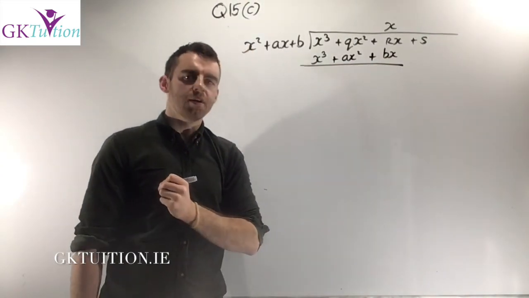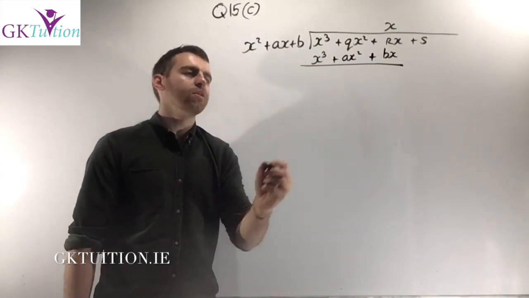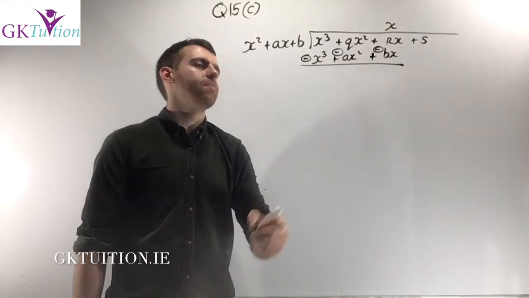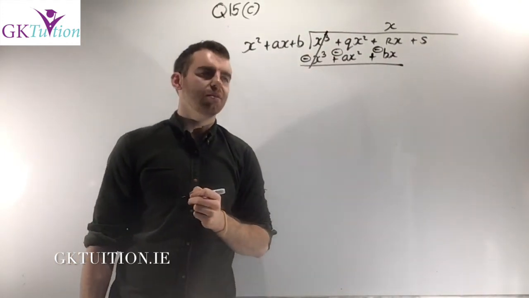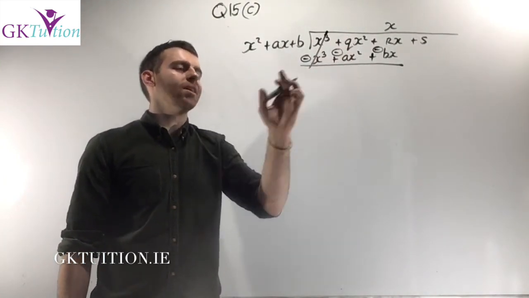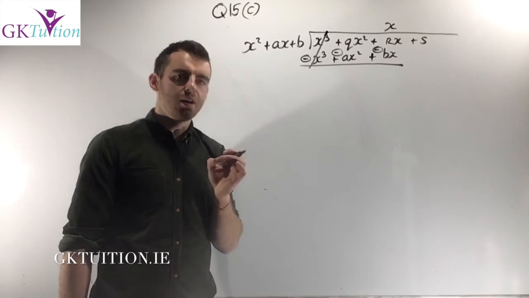The third step in long division is to subtract. And in order to subtract, you need to change your signs. So all of these are going to become minuses. In that case, my x cubed will cancel. And here is where things are going to change. I have qx squared minus ax squared. These are not like terms.